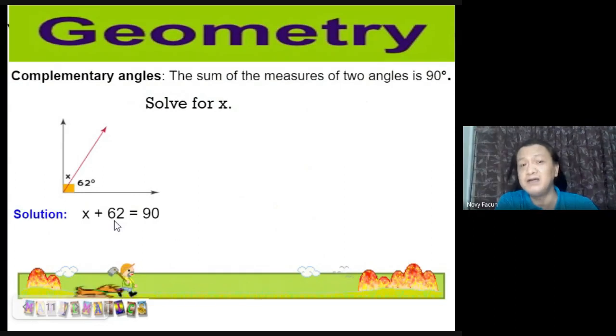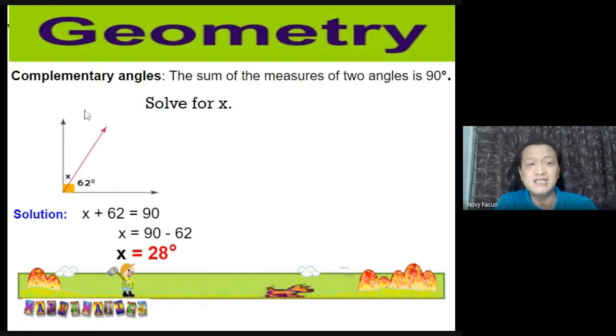Then, apply the rules of equation. You're going to use the addition property, no? So that's why you have to transpose the 62. It becomes negative, so we subtract. And that is 90 minus 62. Therefore, we get x equals 28 degrees. That is now the measure of the smaller angle.